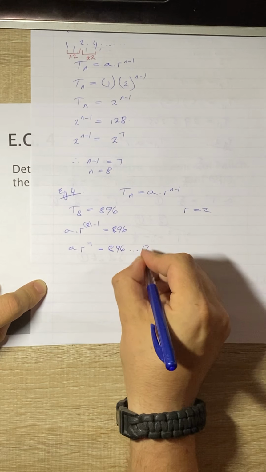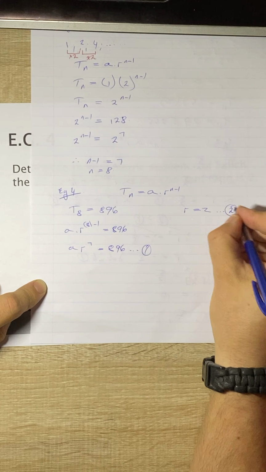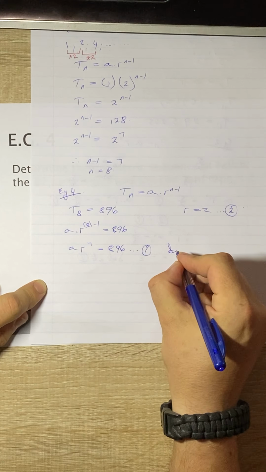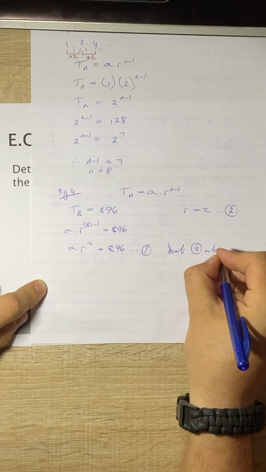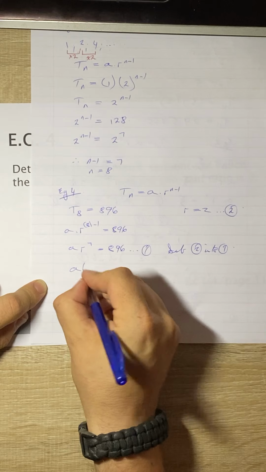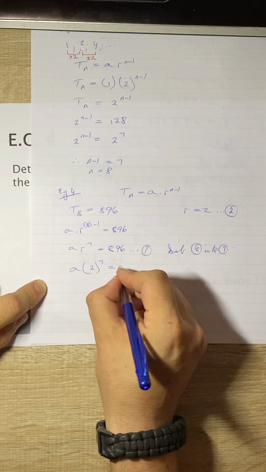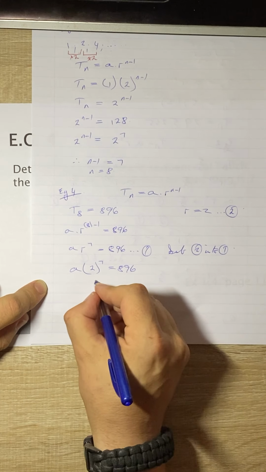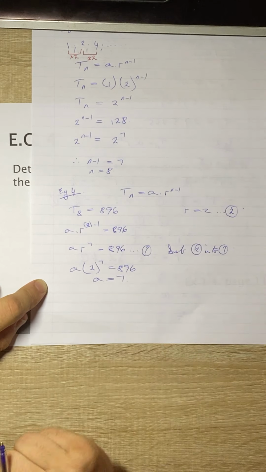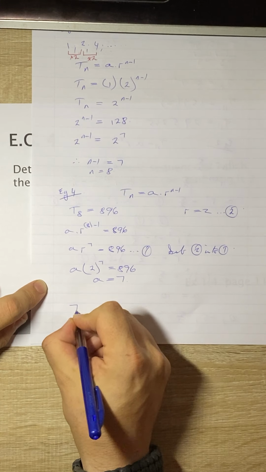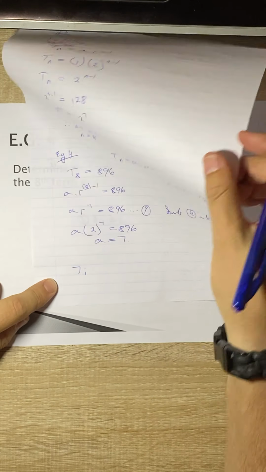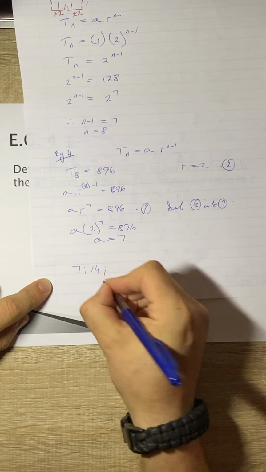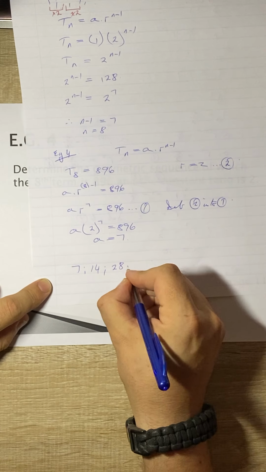Okay, so what I'm going to do is take this 8, plug it into here, so we get a r to the 8 minus 1 equals 896. Let's just simplify this and we get a r to the 7 equals 896. I can call this equation 1, call this one equation 2. I can sub this equation 2 into equation 1 and solve for a. So sub 2 into 1, and we get a times 2 to the power of 7 equals 896. I'm just going to, on the calculator, divide 896 by 2 to the power of 7, and we get a is equal to 7. So now I know what my first term is. So the first term is 7. How do we get from term to term to term? We multiply by 2. So this multiplied by 2 will give us 14. 14 multiplied by 2 will give us 28, and it goes on.